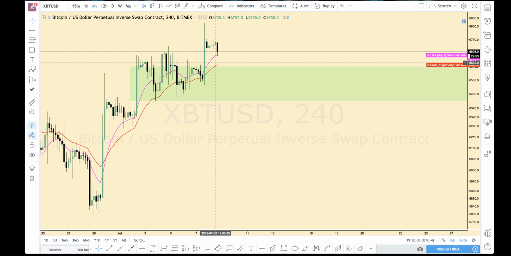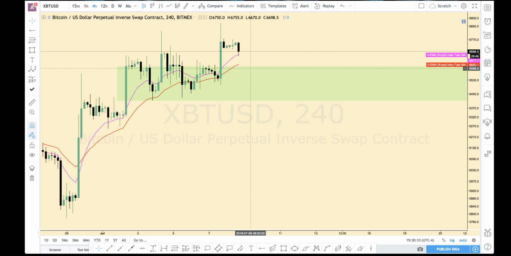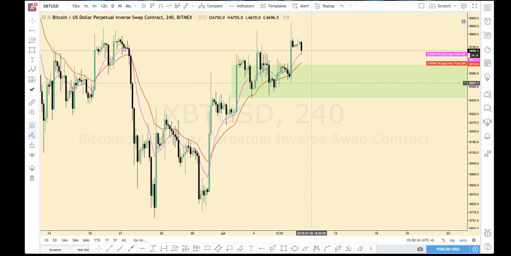As you can see, the 4 hours is showing us something similar to the daily. If we break below here, we're probably going to close above the slow EMA, the 26, which is at 6.62 on the 4 hour, but that means we're probably going to wick in here. So if you're building a long position, essentially this means you're going to catch knives if you believe that these EMAs hold. So that's bullish.